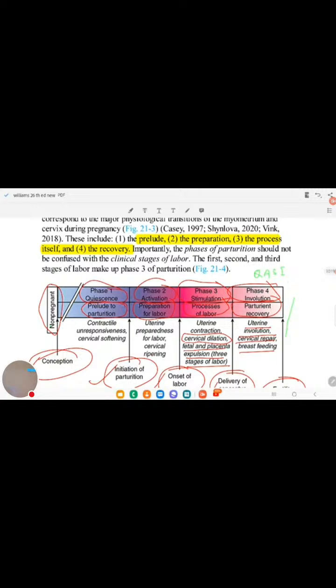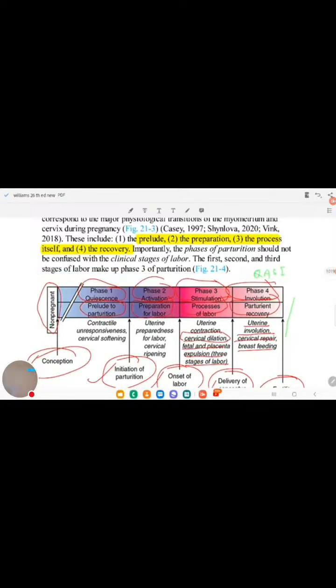Phase 2 is activation, or preparation for labor. Phase 3 is stimulation, or the process of labor. Phase 4 is involution after delivery, parturient recovery. This is what happens in phase 1, the phase of quiescence. In this stage, the uterus is in a quiescent stage before parturition: contractility, unresponsiveness, cervical softening. Only cervical softening happens in phase 1.